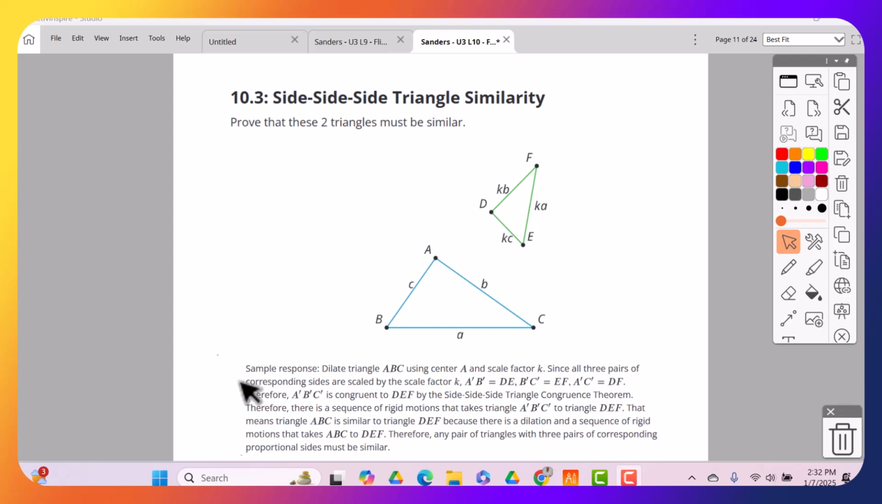Since all three pairs of corresponding sides are scaled by the scale factor K, then A prime B prime is equal to DE, and there's the c and the k. The same is true for the rest of the sides throughout. Therefore, any pair of triangles with three pairs of corresponding proportional sides must be similar. It's essentially saying that if we're multiplying by a scale factor, then the triangles are similar.